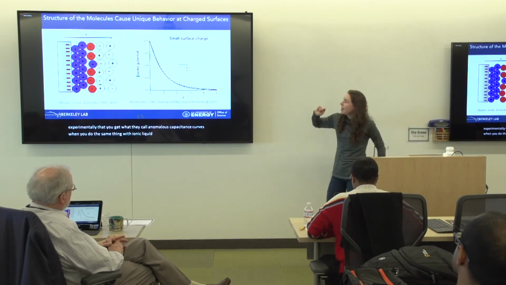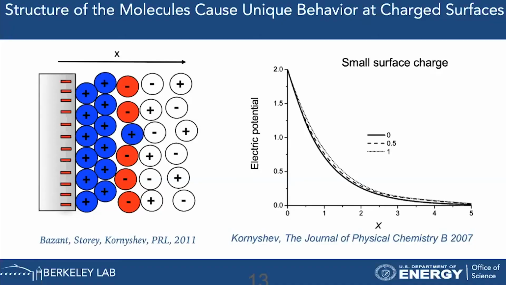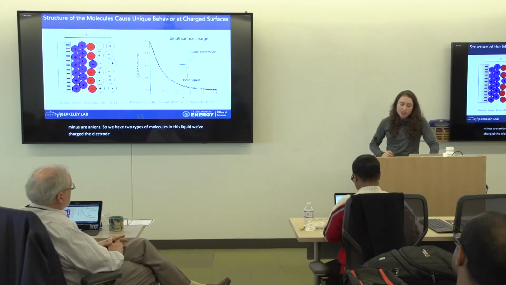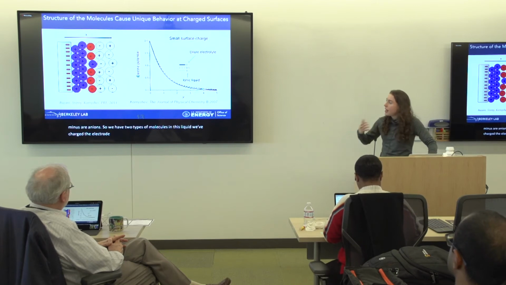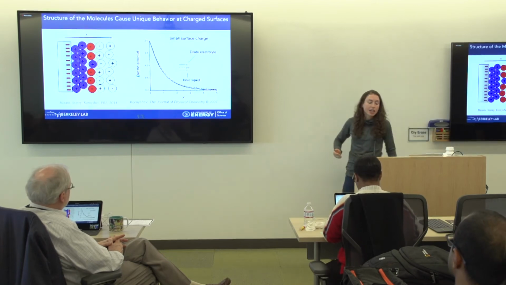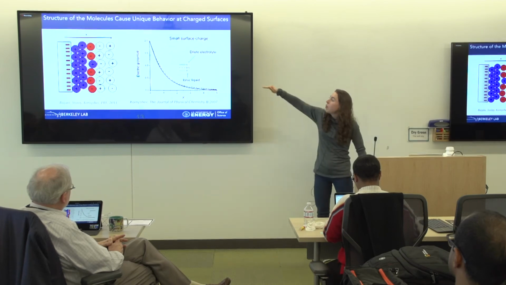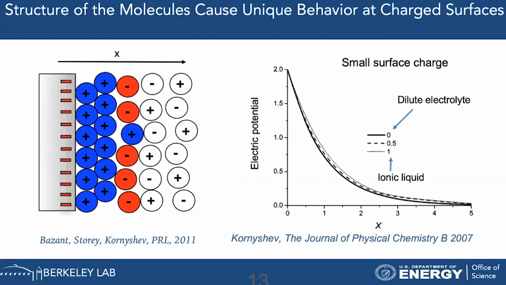So to demonstrate, in this drawing, I was told to say not everyone knows that plus is cations, minus are anions. So we have two types of molecules in this liquid. We've charged the electrode to be minus, so you get a pileup of positive cations at the electrode. And when we have a small surface charge, you can see that a dilute electrolyte and an ionic liquid actually behave quite similarly. So we're looking at the electric potential as we go away from the charged surface. And in the bulk, it eventually decays to zero to an electroneutral state. But right at the wall, you're going to have a pileup of the counterion to balance the charged electrode.